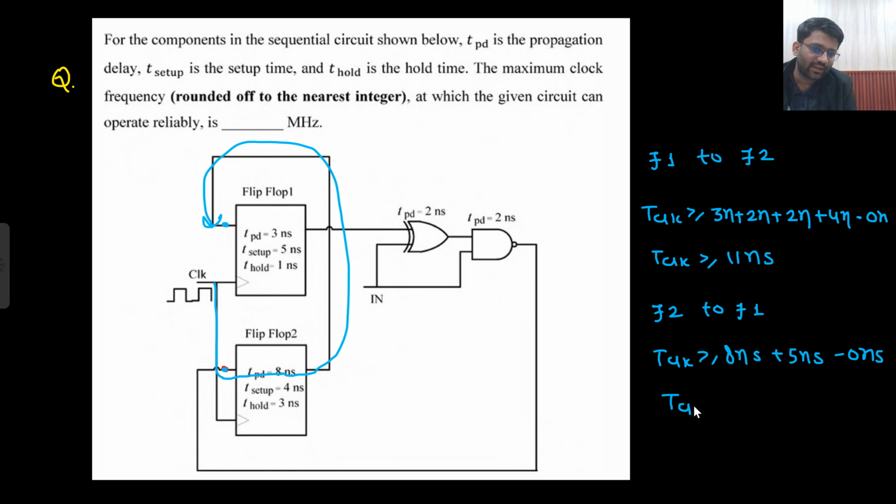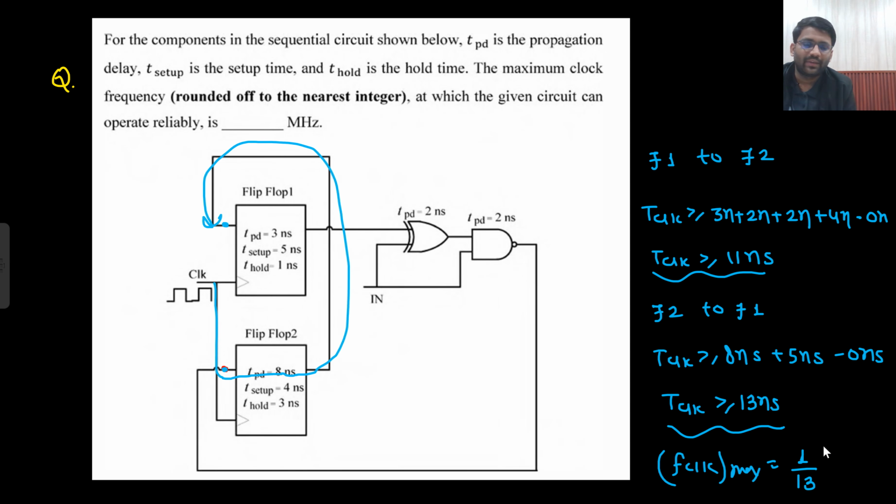So what is the T clock we are getting? The T clock is greater than 13 nanosecond. So who will I listen to? I will listen to this one, because he is saying greater than 11 nanosecond and he is saying greater than 13 nanosecond. So what will be your clock frequency? T clock minimum is 13 nanosecond, so F clock maximum would be 1 by 13 nanosecond, or in megahertz, they are asking.